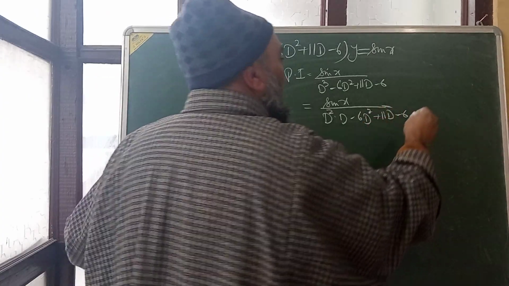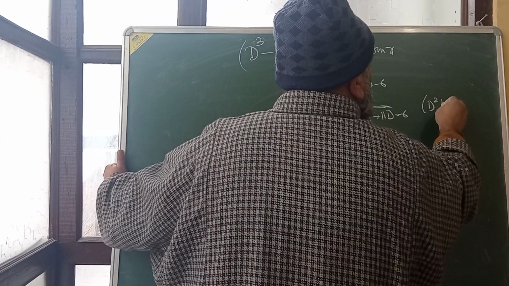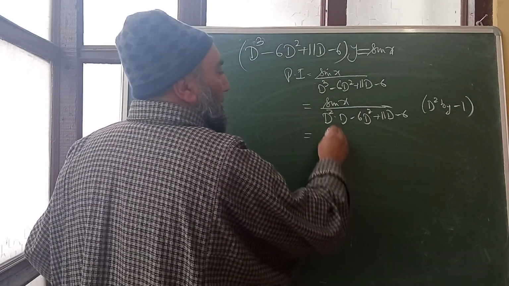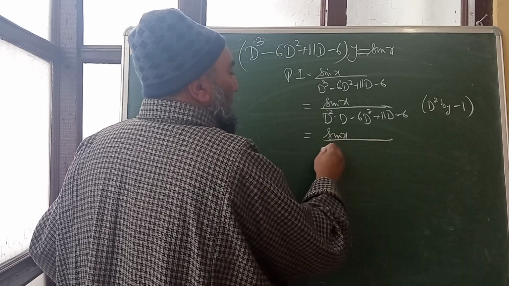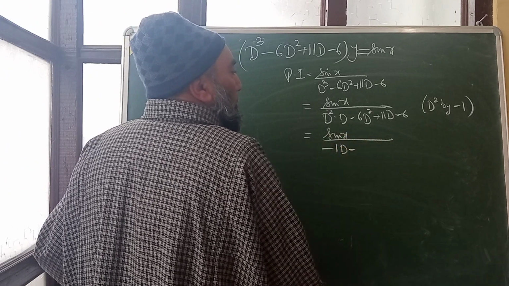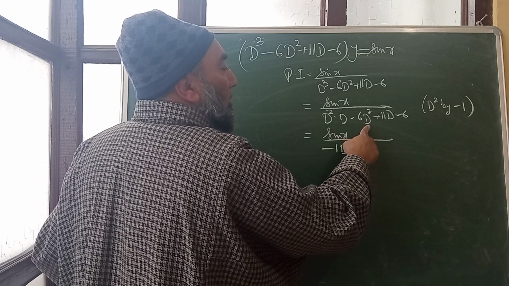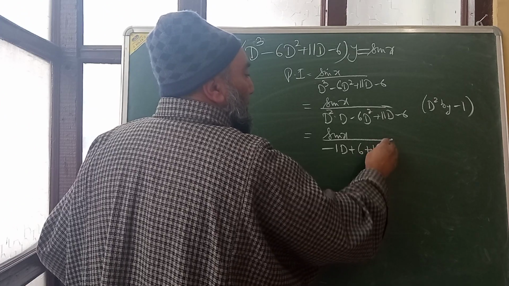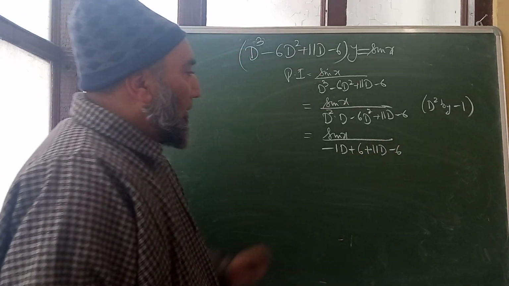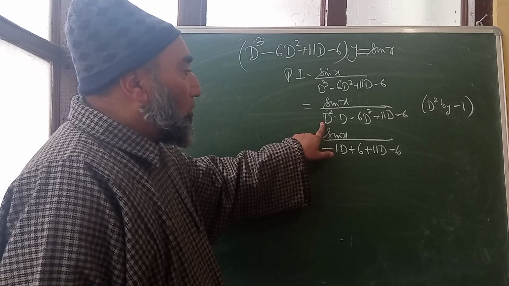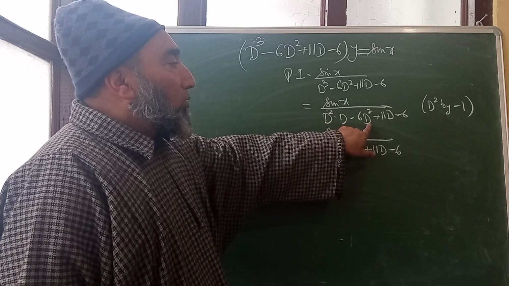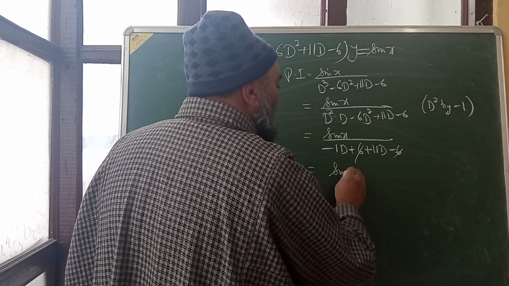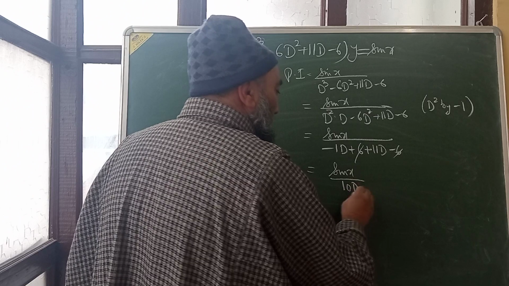Now D square is to be replaced by minus a square. A is 1, so minus 1. So sine x upon minus 1 into D, minus D square is to be replaced by minus 1, so plus 6, plus 11D minus 6. Okay? D square is to be replaced by minus 1. So minus D minus 1 minus minus plus 6. This goes. So what is this? This is sine x upon 10D.